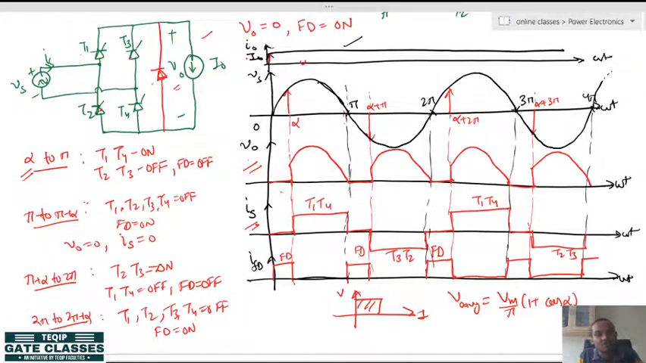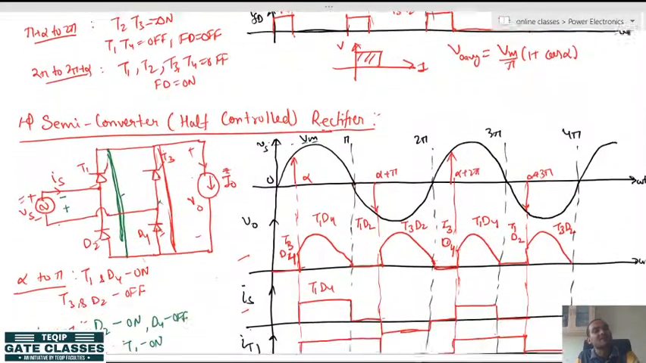In this case, during freewheeling diode operation all 4 switches were off. So, the switches were conducting only for pi minus alpha duration. That is why I said that in this case the switches were not fully utilized. Alright.